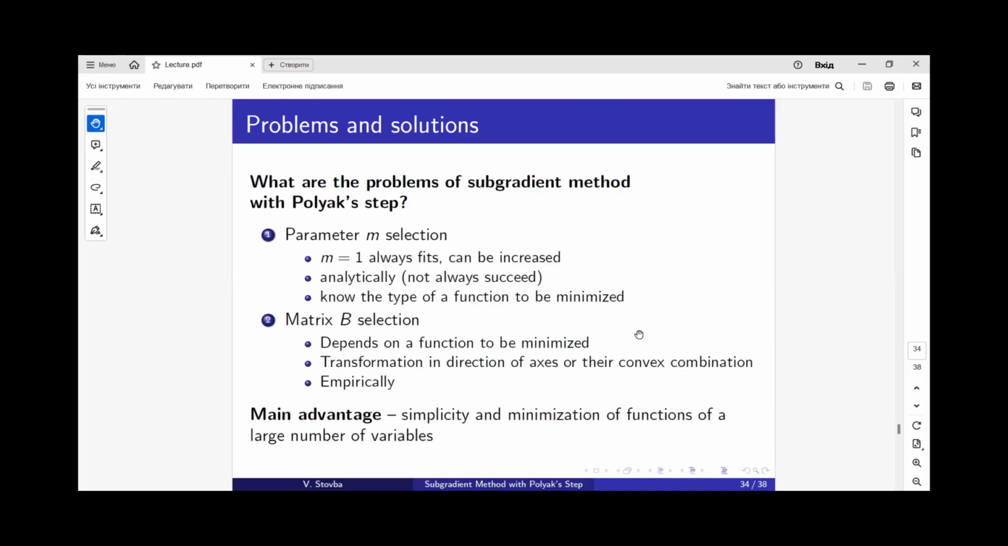The original subgradient method with Polyak step, or Polyak's method, converges really fast for functions of a large number of variables if the contour lines of this function are not stretched in any direction. If they are really close to a circle, we can get our minimum point really fast. But if our function is ravine-like, here is where the problems start. In this case, we just need to transform our space so that these contour lines become better, and then our Polyak method just does its work.